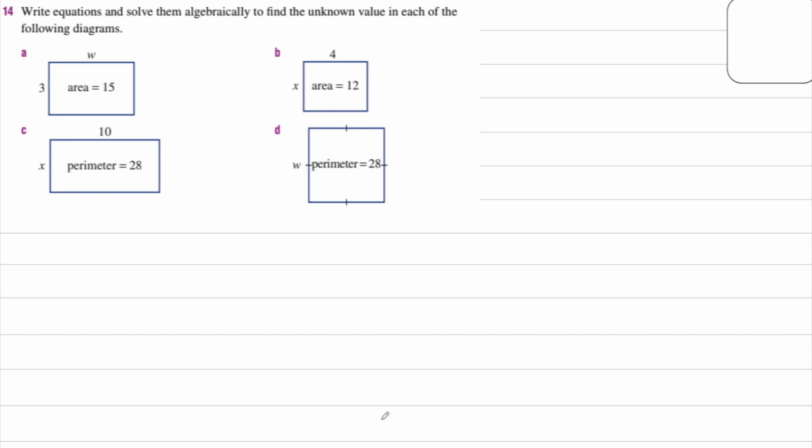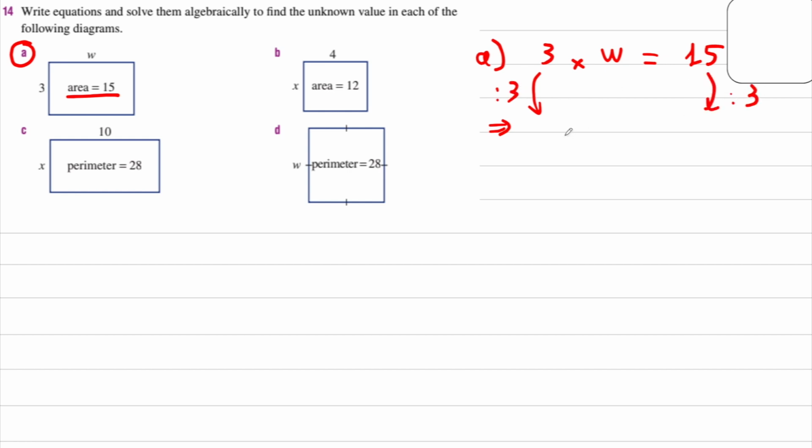Question 14. Write an equation and solve it algebraically to find the unknown value in each of the following diagrams. Question A. You got the area of this rectangle will be 15. The way you calculate the area is to multiply length and width. So this is equal to 15. Divide by 3. Divide by 3 here. You got W, and then 15 divided by 3, you get 5. That is question A.